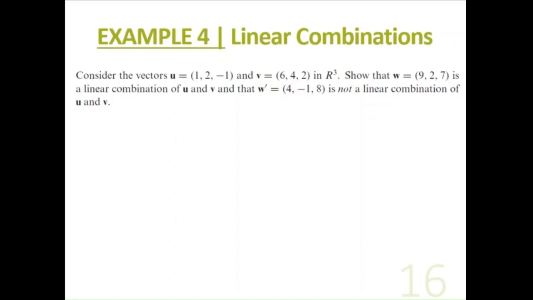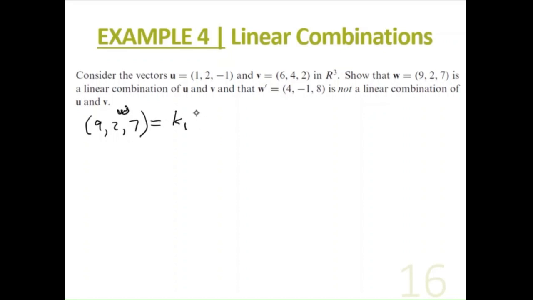So here it says, consider the vectors u, which is shown by its components 1, 2, -1, and we have v equals 6, 4, 2 in R3. It says show that w, 9, 2, 7, is a linear combination of u and v. So we do this very similarly to what we did in problem 3 with the matrices. We'd set up our equation here. We'd have 9, 2, 7, which is our w. And we're asking, is this a linear combination of our u and v?